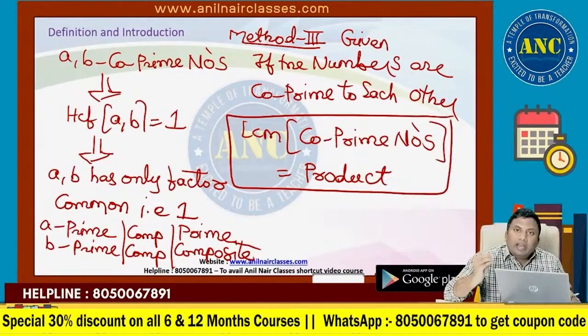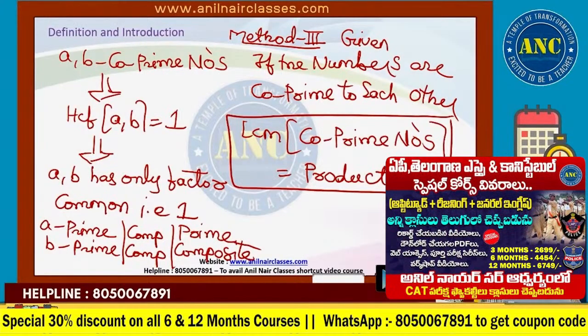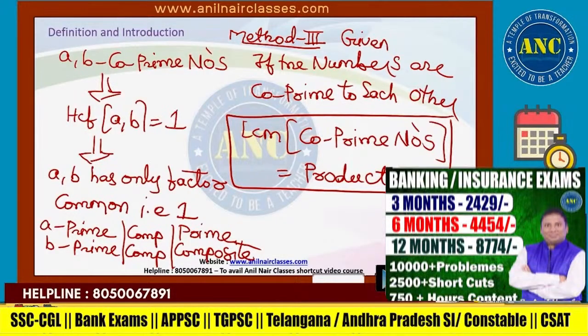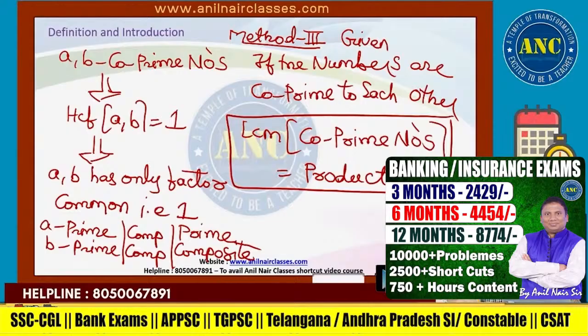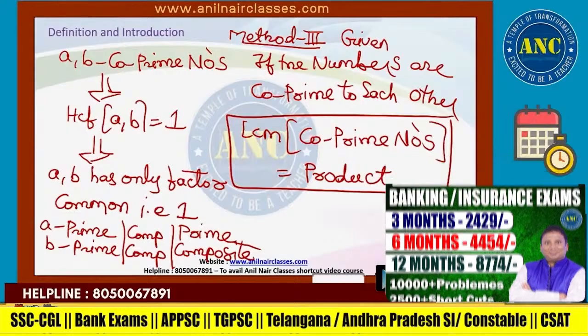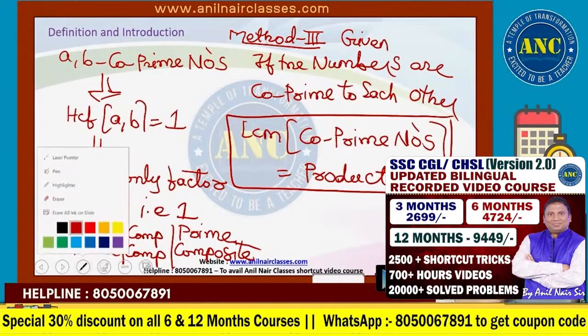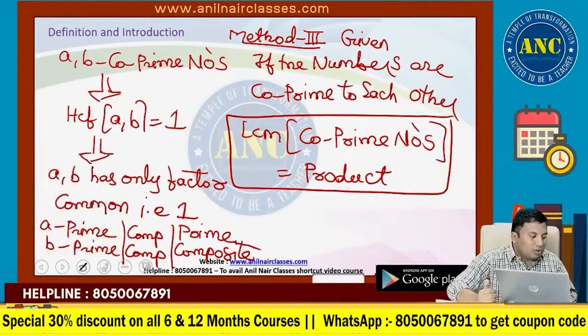Anil sir, why must the LCM of co-prime numbers be a product? Why can it not be an addition? Why can it not be any other mathematical expression? Why does it have to be a product? It has to be a product.